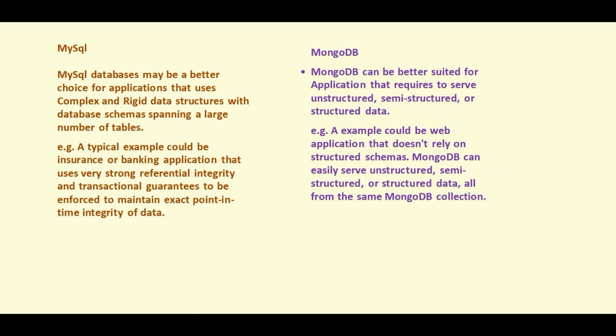data. Whereas MongoDB can be better suited for applications that require serving unstructured, semi-structured or structured data. For example, a web application that doesn't rely on structured schemas. MongoDB can easily serve unstructured, semi-structured or structured data all from the same MongoDB collection.